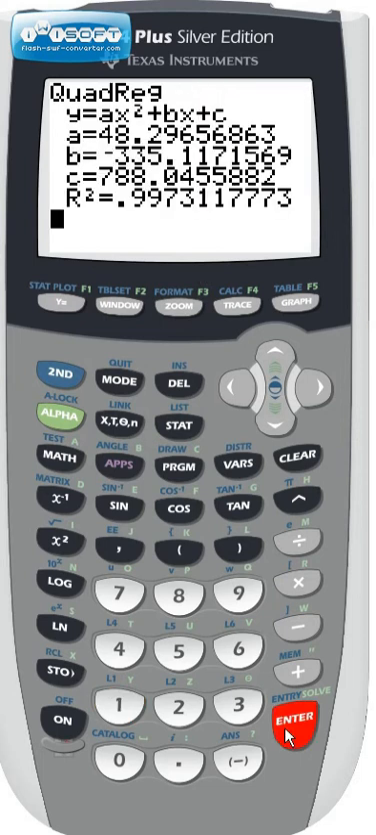So here is the quadratic regression. Notice your r-squared value, your correlation coefficient. It's 0.997. If I were to round that off, that would be very close to number 1, which means we would have a perfect fit.